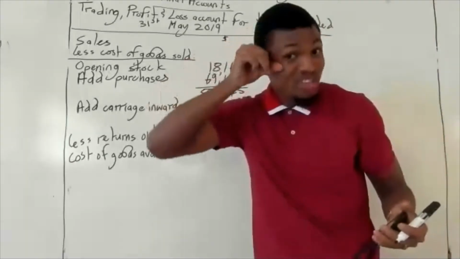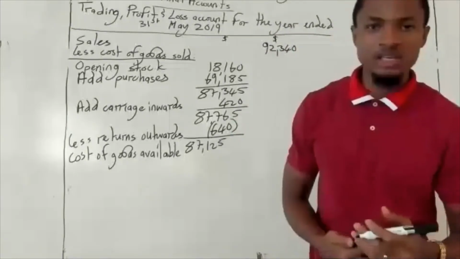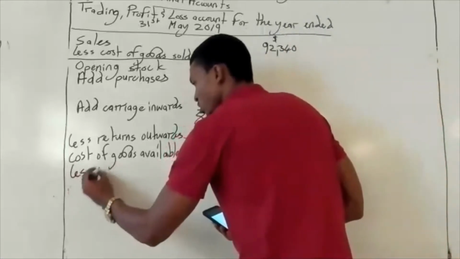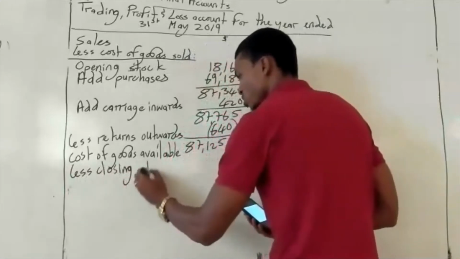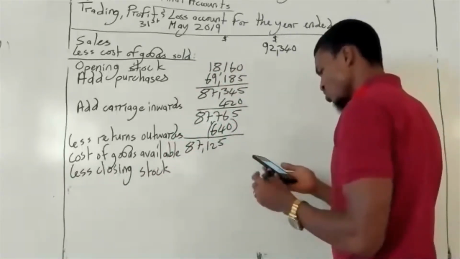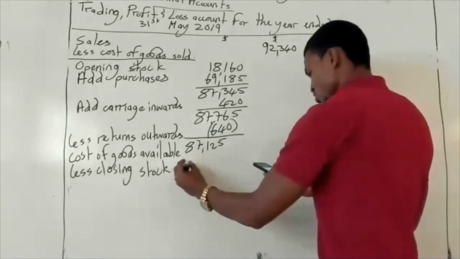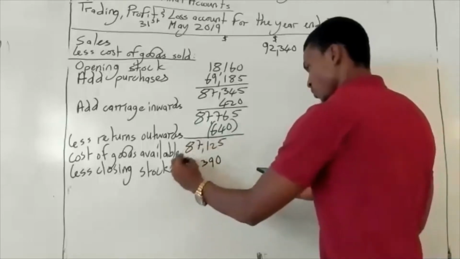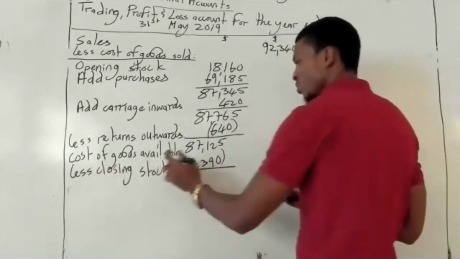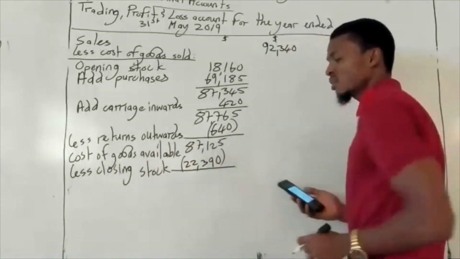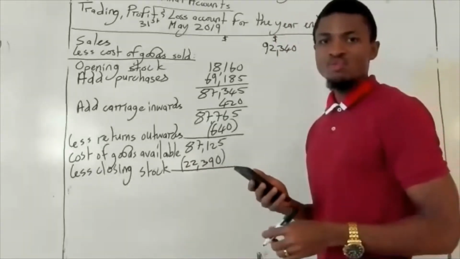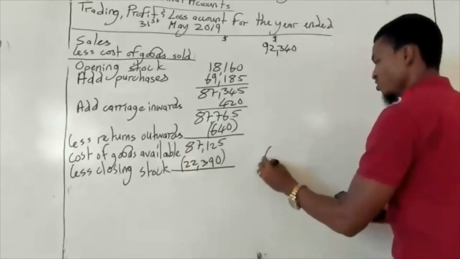Now, taking a look at the cost of goods available, what transaction next do we take into cognizance? Taking a look at the format, we are supposed to less our closing stock. Closing stock is the stock that is in the store at the close of business for that particular period. The closing stock in the question, stock at 31st May 2019, was 22,390. Mind you, if we are doing any deduction, it is less, and the sign we use is the bracket sign. If you less 22,390 from 87,125, it gives us 64,735.